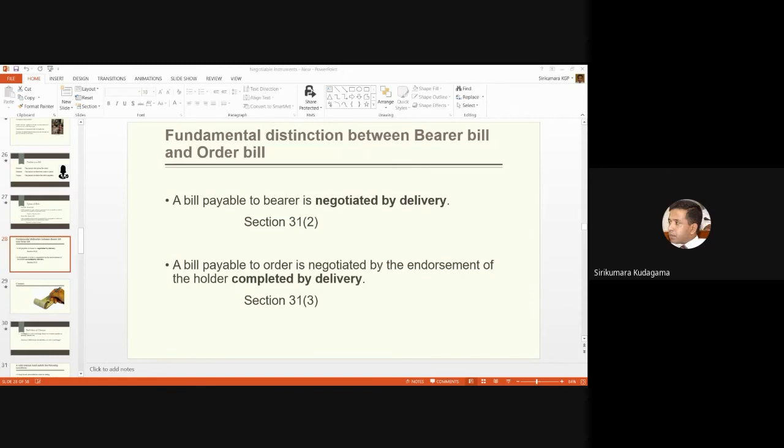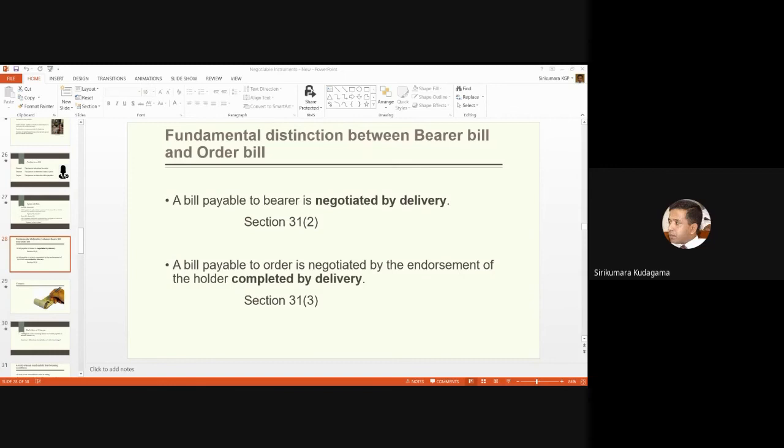On the other hand, if the bill is an order bill, it cannot be negotiated by mere delivery, or giving it to someone else, but it should be by endorsement of the holder completed by delivery. The holder needs to endorse it and deliver it. Then only does negotiation take place in the case of an order bill.